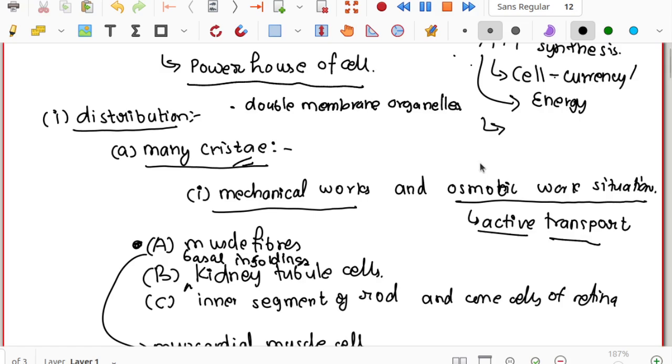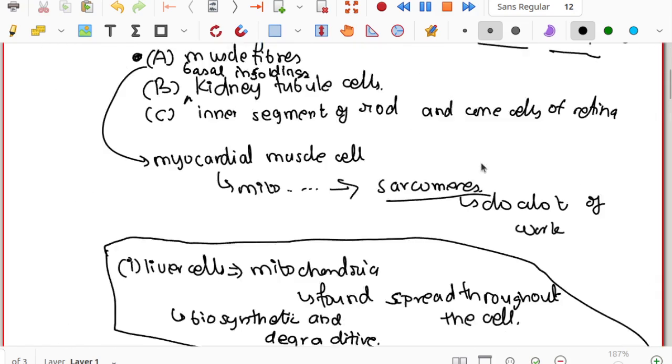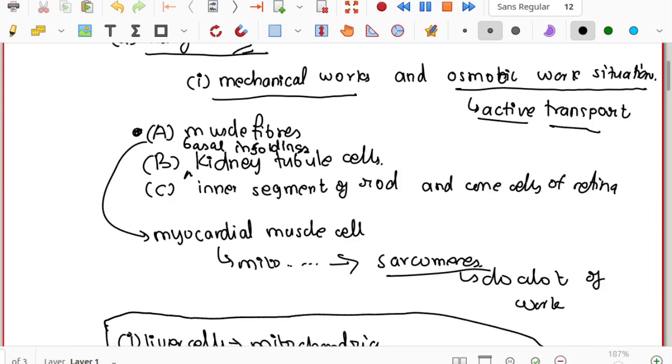So I think I did not write where it can be found. So I'll write in very small over here. These can be found in the brush border of kidney, in the proximal tubules, and in the infolding, and in the malpighian tubules of the insects, and many other things. But this one has to be understood, right? Brush border of the kidney.